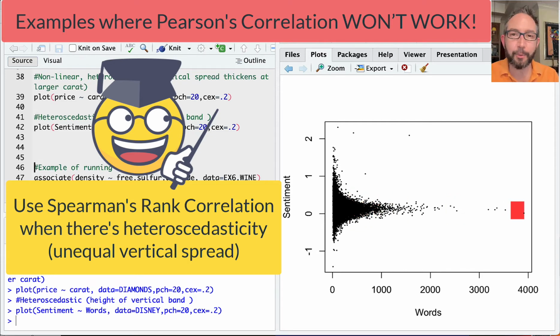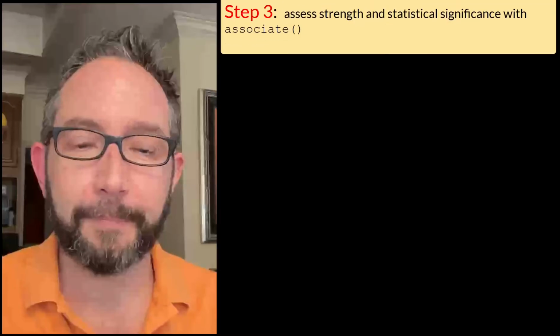So we have unequal vertical spread, we have that heteroscedasticity, and so we know that Pearson's correlation is not designed well to gauge the strength of a relationship in this case. We're going to have to use our backup, which is Spearman's rank correlation.